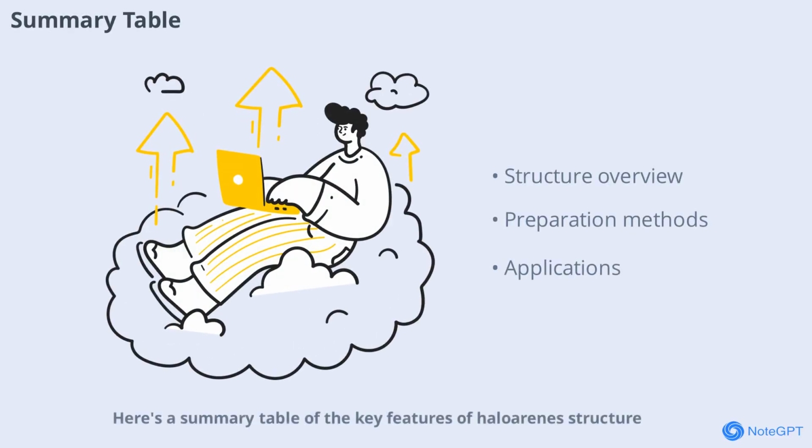Here's a summary table of the key features of halogens: structure, preparation methods, properties, and applications. This overview provides a quick reference for revision and helps consolidate your understanding of the topic. Keeping such summaries handy is useful for exam preparation and practical work.